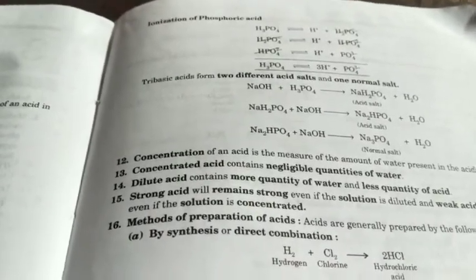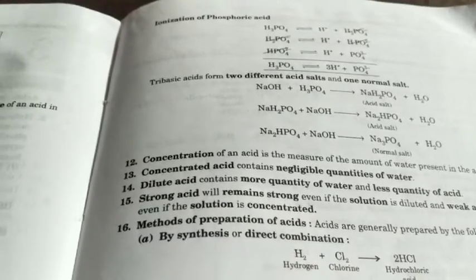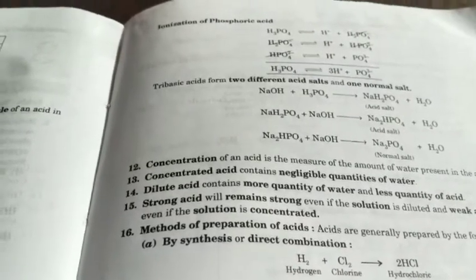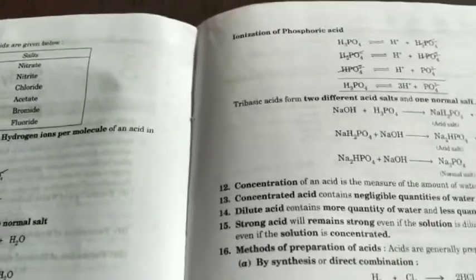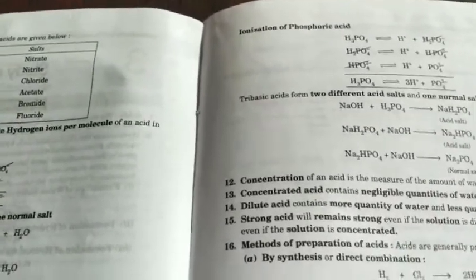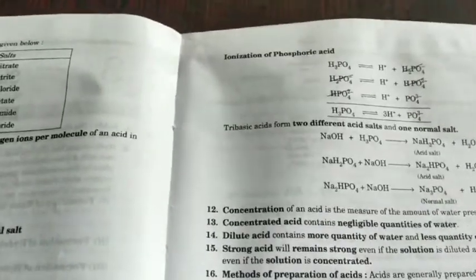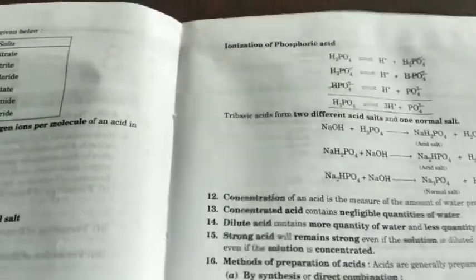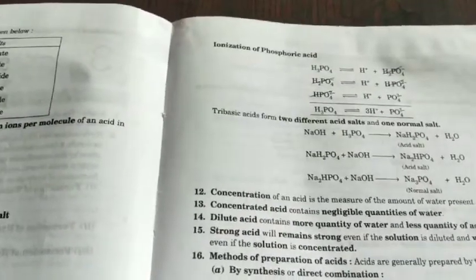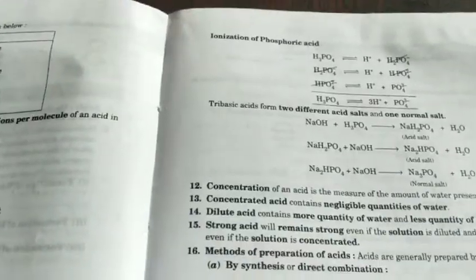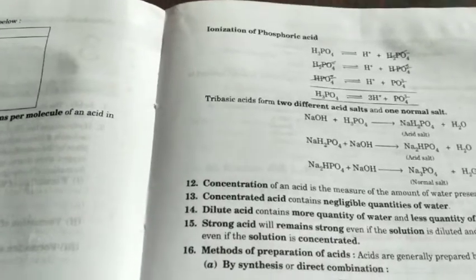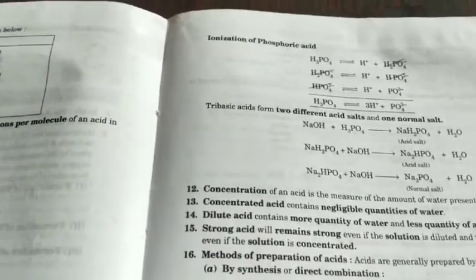It's my second video for class 10th chapter acid, base and salt. In this video I am going to explain how the preparation of acid occurs. The first method that I explain is the method of preparation of acid. Acids are generally prepared by the following methods. There are different types of methods for preparing acid.